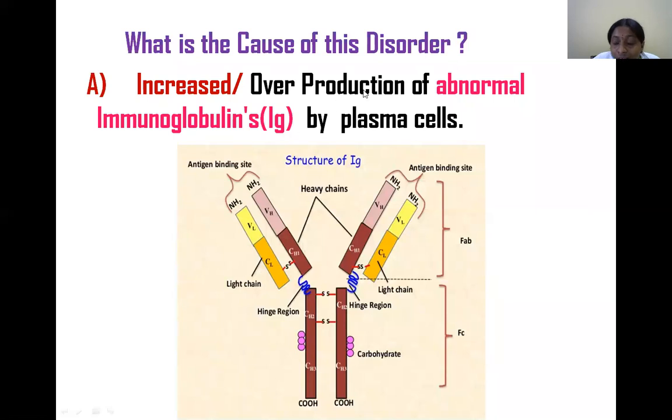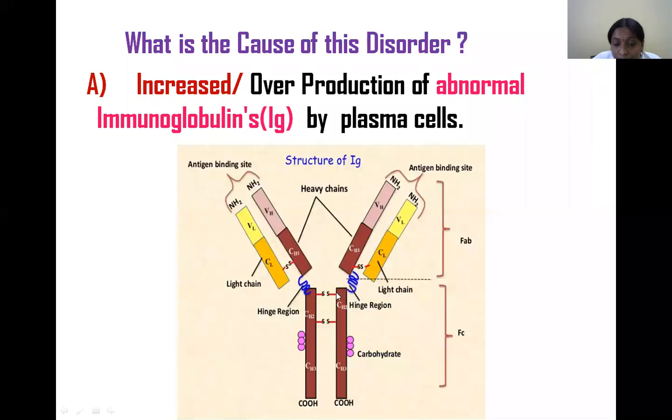So what is the cause of this disorder? Increased or overproduction of abnormal immunoglobulins by plasma cells. This is the structure of immunoglobulin. The structure resembles a Y-shaped tetramer. It contains 2 light chains and 2 heavy chains. The chains are held together by disulfide linkages.